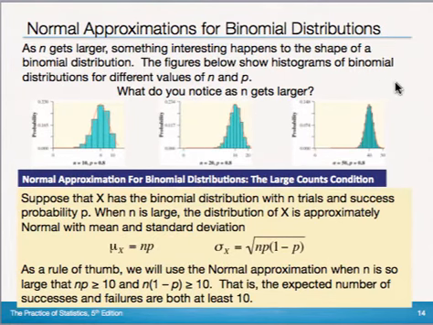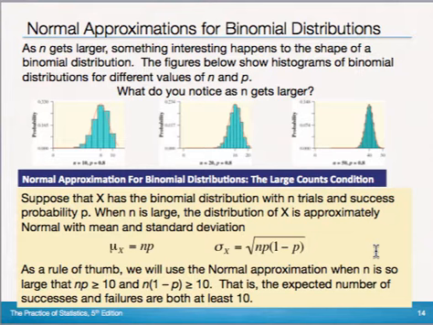The other thing that we've talked about is that as n gets larger, the shape of a binomial distribution becomes increasingly close to a normal distribution with, again, mean of n times p and standard deviation of square root of n times p times 1 minus p. So we can use a normal approximation of a binomial distribution under certain conditions, which is when n is large enough and when p, or at least a combination of n and p and 1 minus p, are large enough.